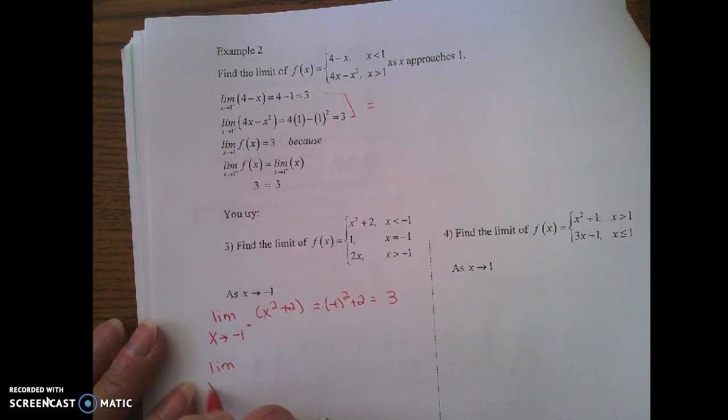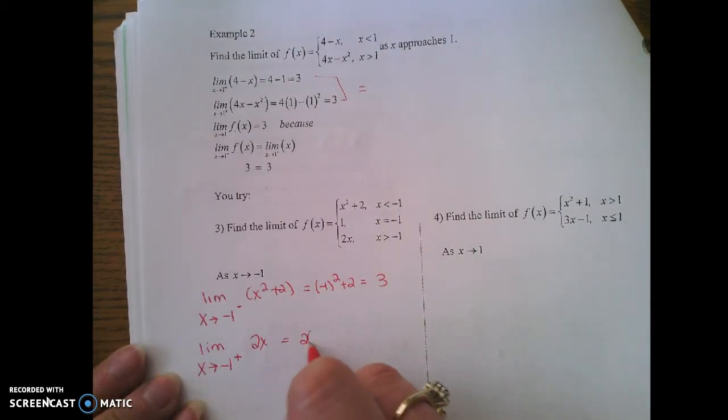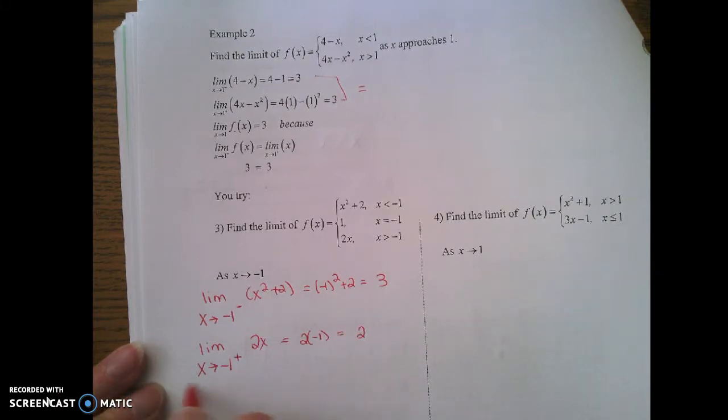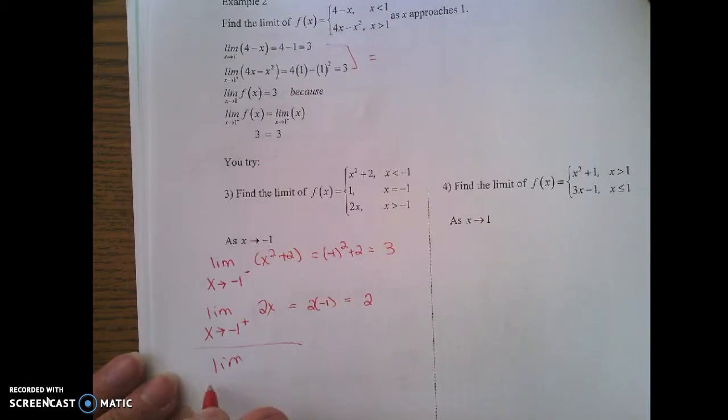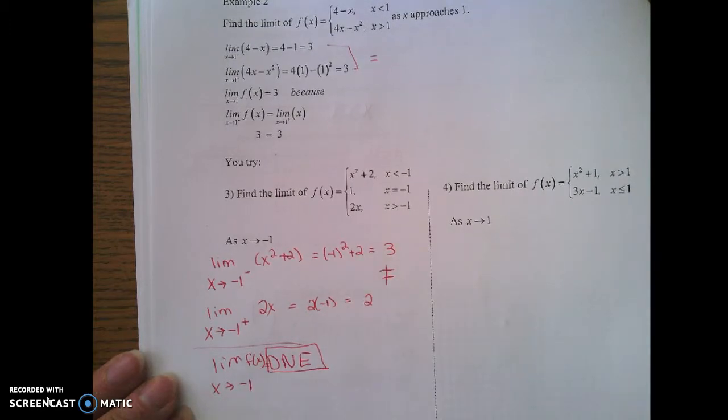Now I'm going to explore what is happening to the limit as I approach -1 from the right. That means your value of x is greater than -1. The function value where it's greater than is defined to be 2x. Substitute in -1, we got the number 2. So the result of all this, the limit as x approaches -1 of the function does not exist, because these do not equal each other.